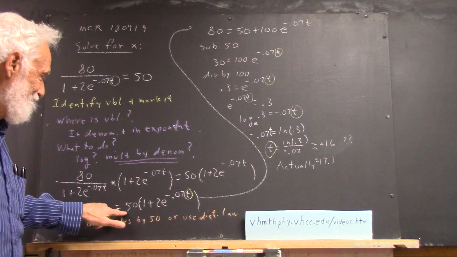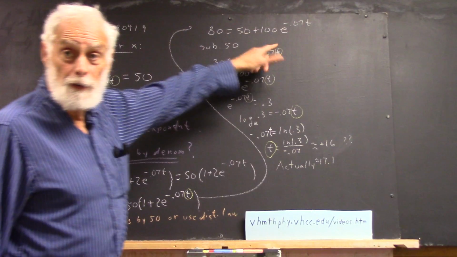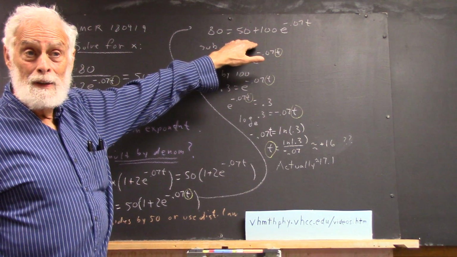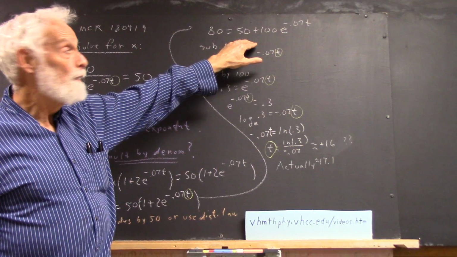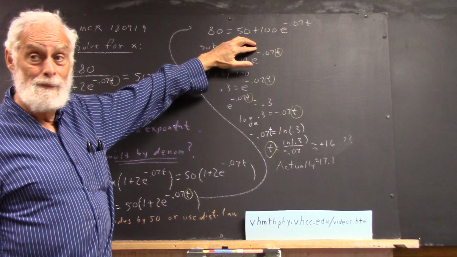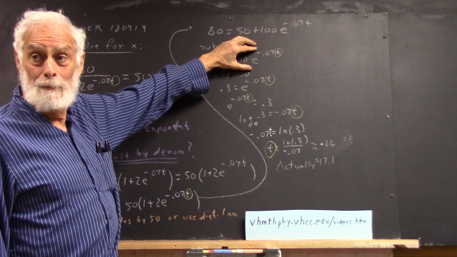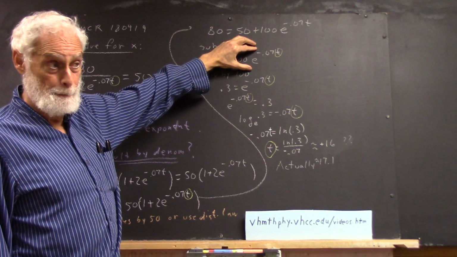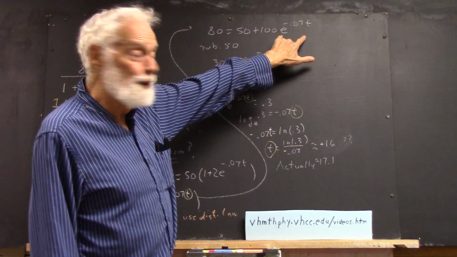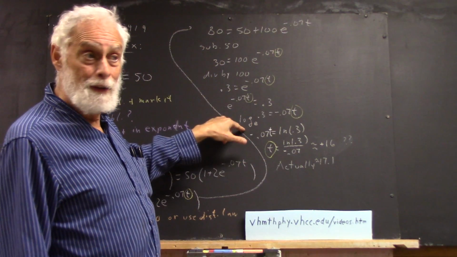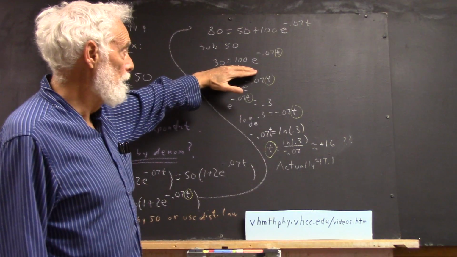Okay, so you could divide both sides by 50 or use the distributive law. I chose to use the distributive law, and that step is obvious, and we get this, right? Now, once we're at this stage, it gets pretty easy. What are we going to do from here? If you're an MCR, don't answer, but somebody else tell me, what's the obvious thing to do next? Actually, two things you can do, but one of them is clearly better. Minus 50. Yeah, subtract 50 from both sides, right? Because we're trying to get down to e to the negative 0.07t so we can apply the inverse function property, right? So we subtract 50 from both sides, and what we get is obvious.